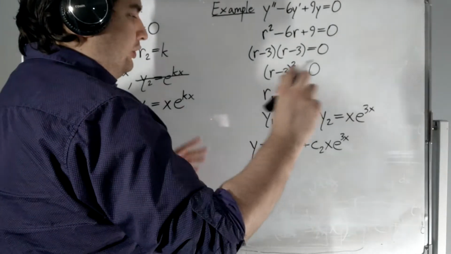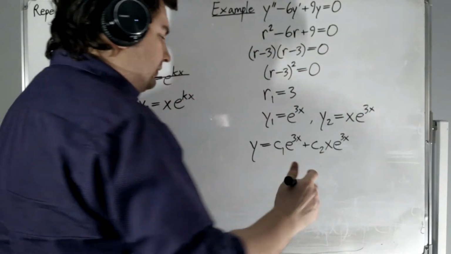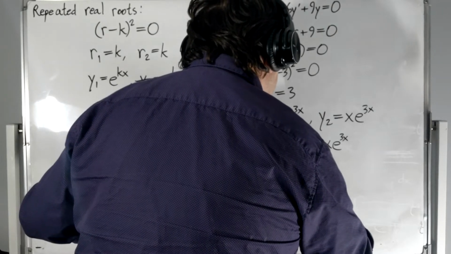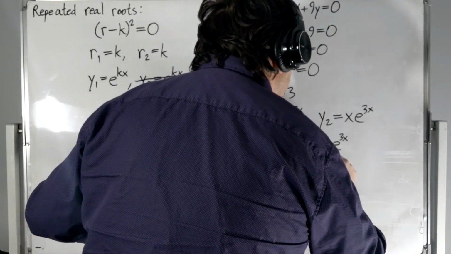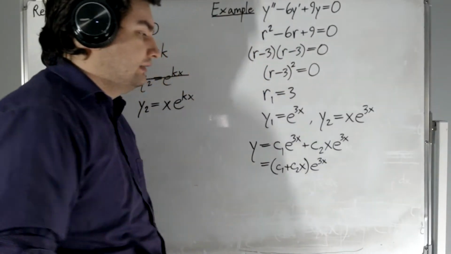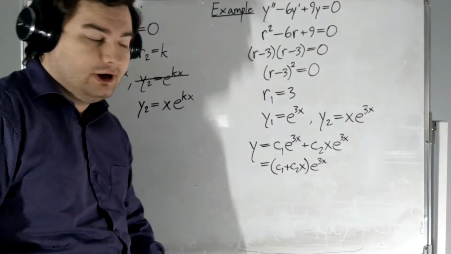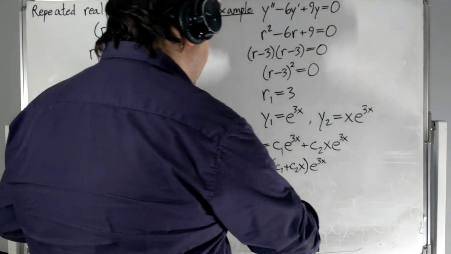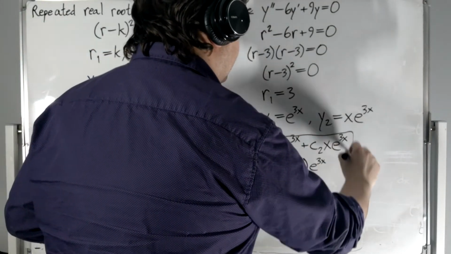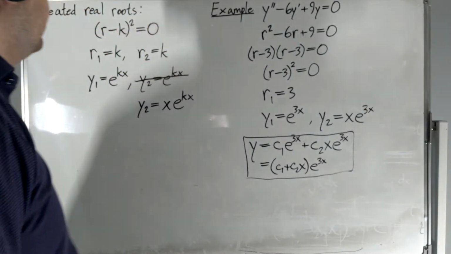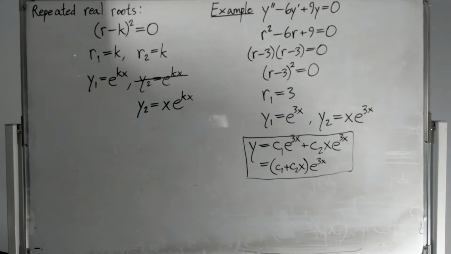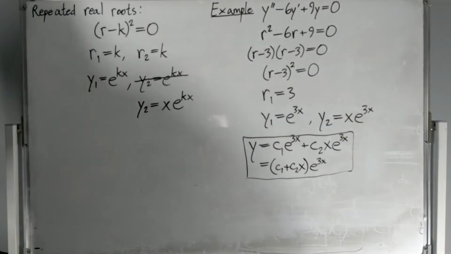Now, I just want to point out, because people write it this way, this is equal to (c1 plus c2 x) e to the 3x. Both of those are the same thing, right? We're just factoring out the e to the 3x from both terms. In any case, this is our answer for this example. All right, let's take a look at another example.